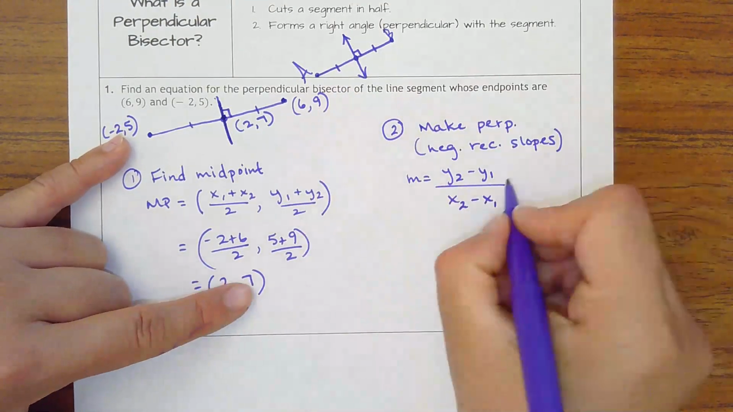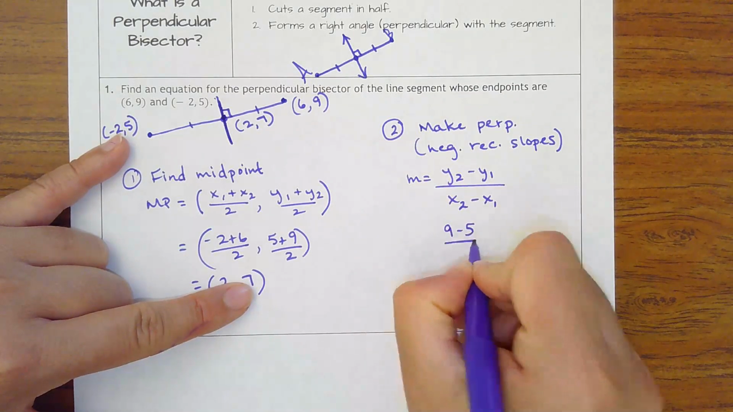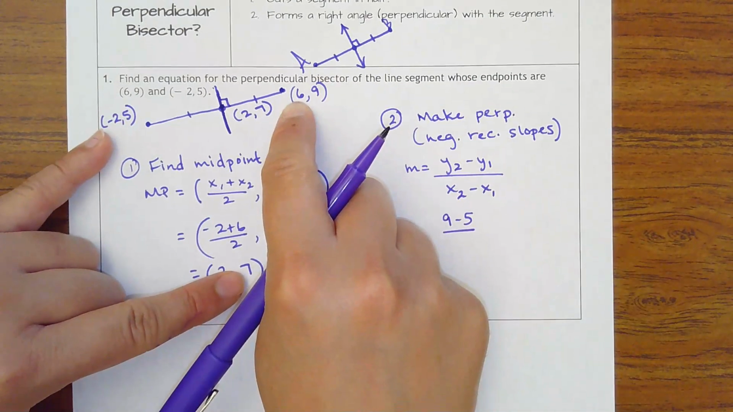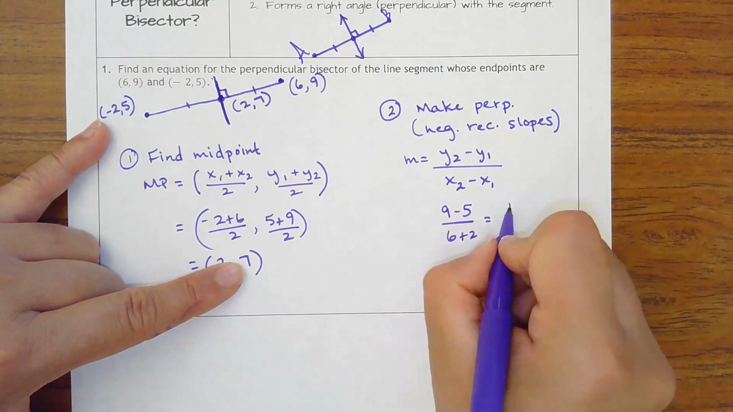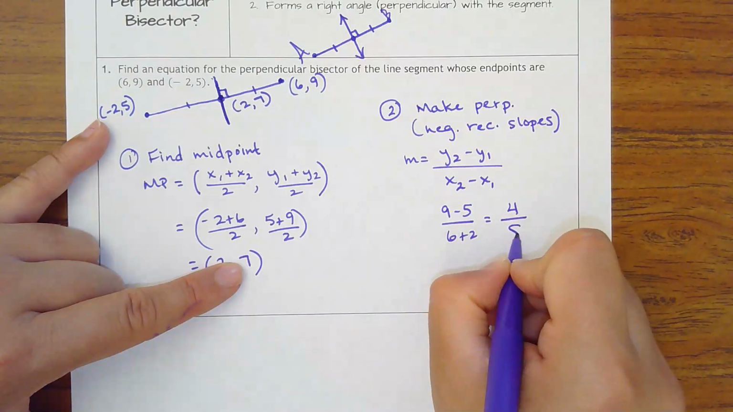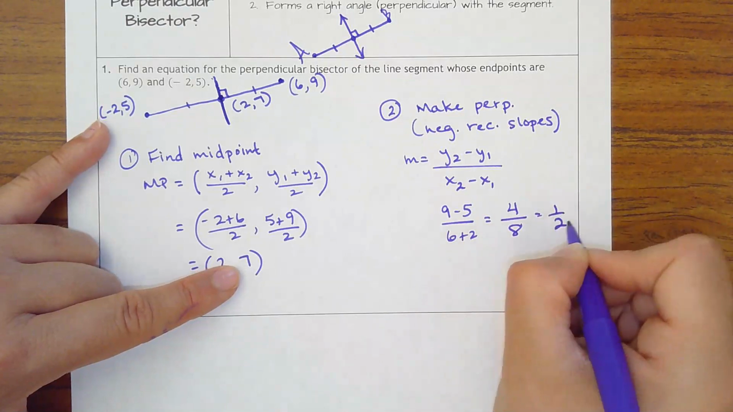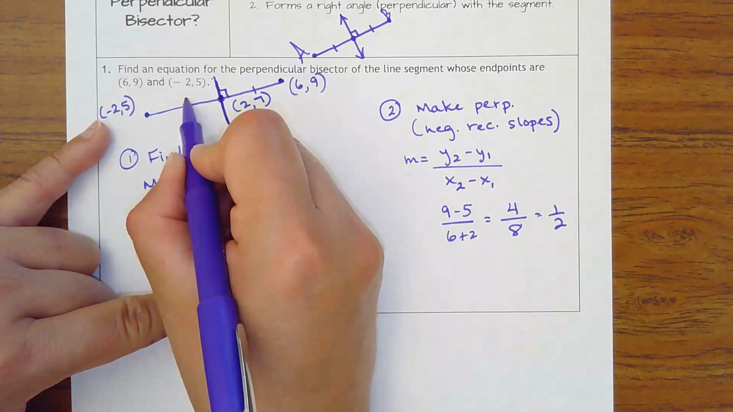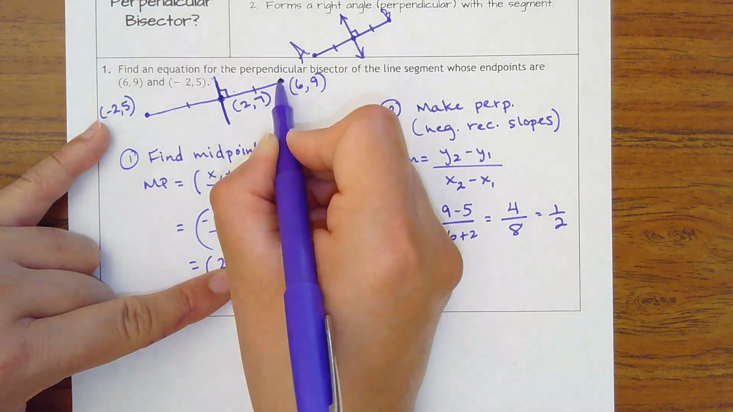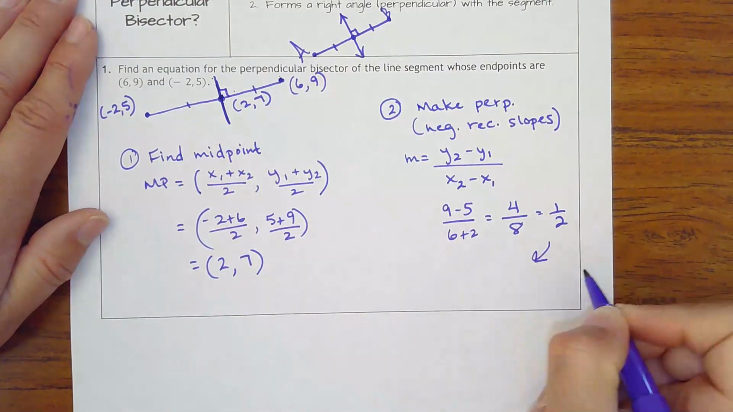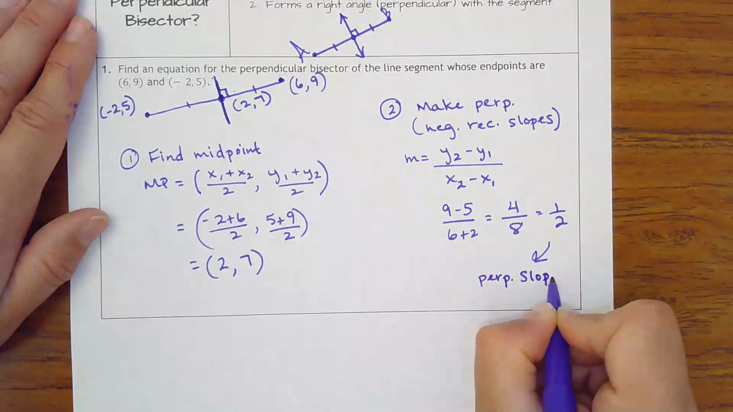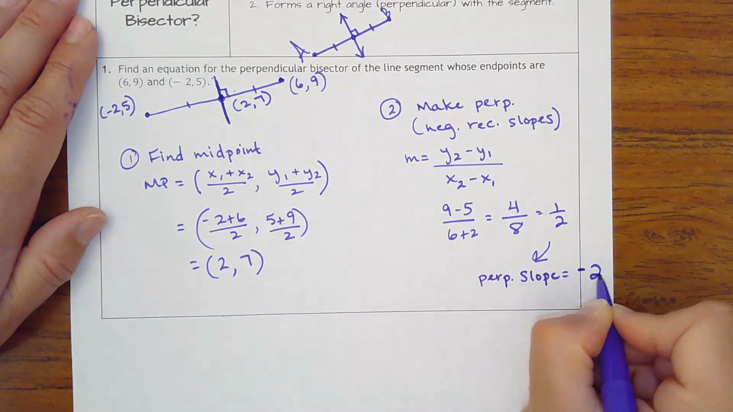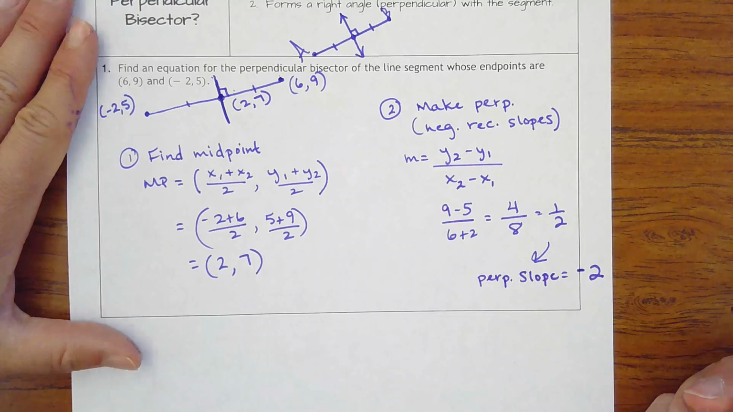9 minus 5 over 6 minus negative 2, or 6 plus 2. That's 4/8, which is really a half. That's the slope of this. It's going up 1, right 2, up 1, right 2, up 1, right 2. So the negative reciprocal, or the perpendicular slope, would equal negative 2 over 1, which is negative 2.